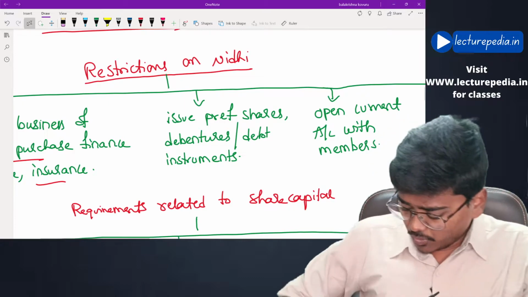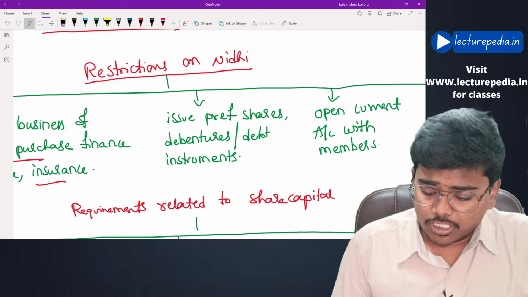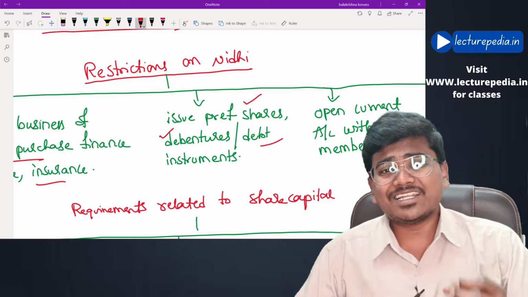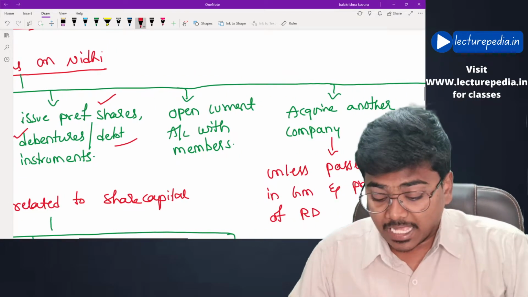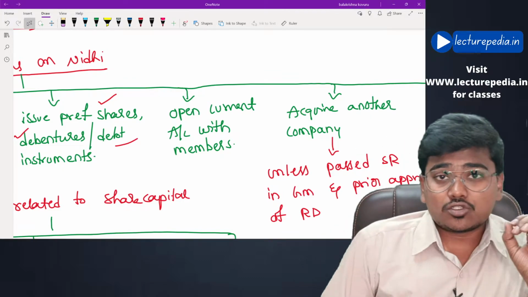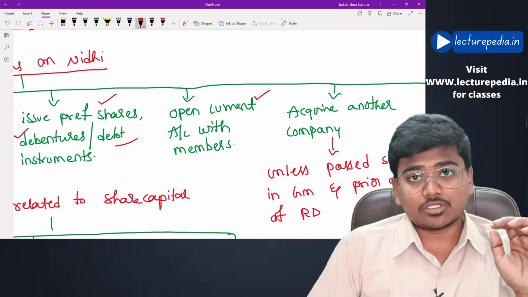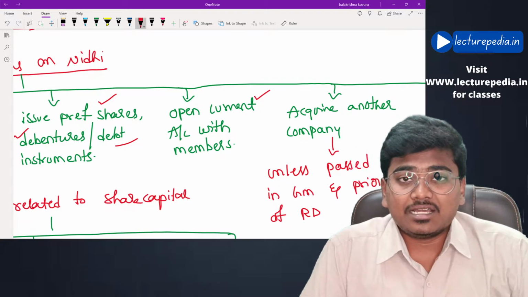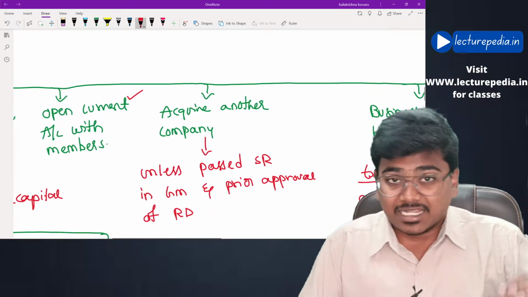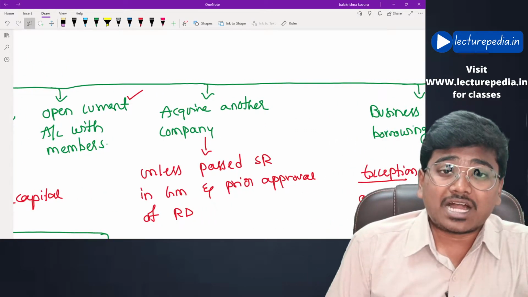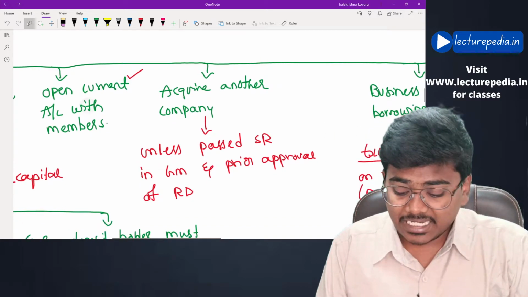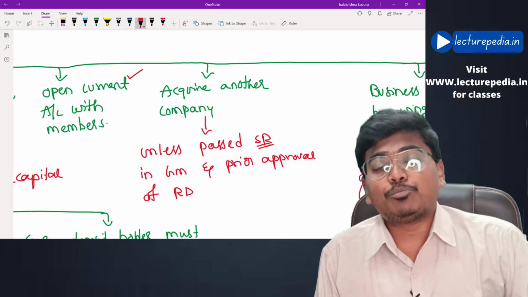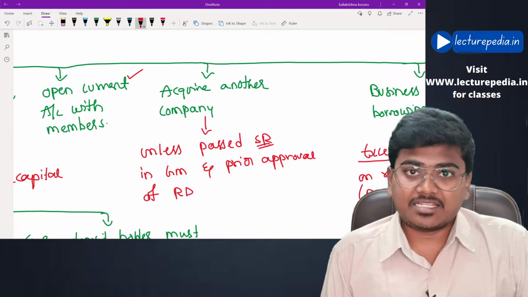And we have already discussed Nidhis cannot issue preference shares, debentures and debt instruments. It can issue only equity shares. And Nidhi companies cannot also open current account with its members. Okay, Nidhi cannot allow its members to open current account with the Nidhi Limited. And Nidhi can also not acquire any other company unless a special resolution is passed in the general meeting and prior approval of regional director is taken.